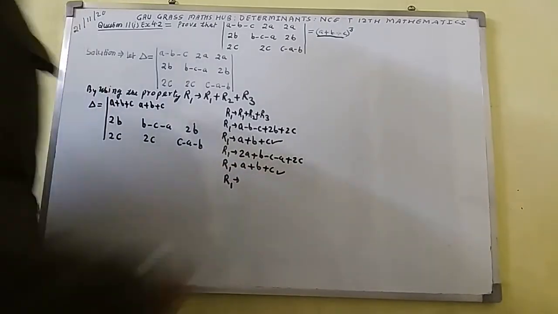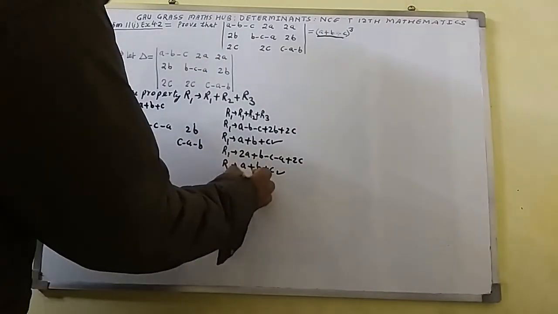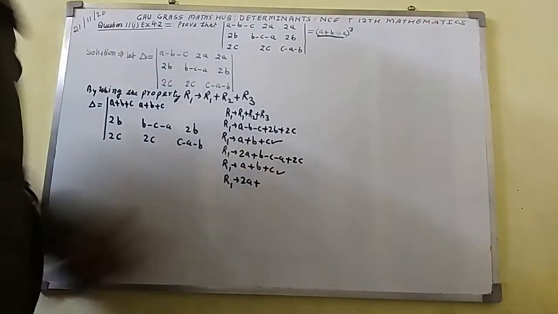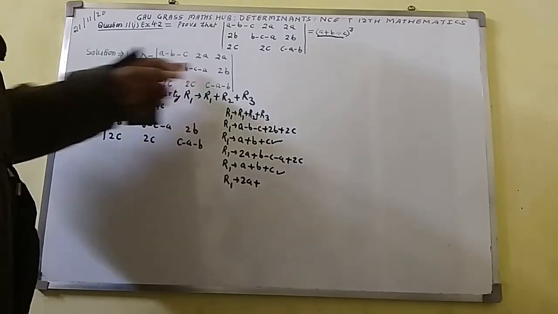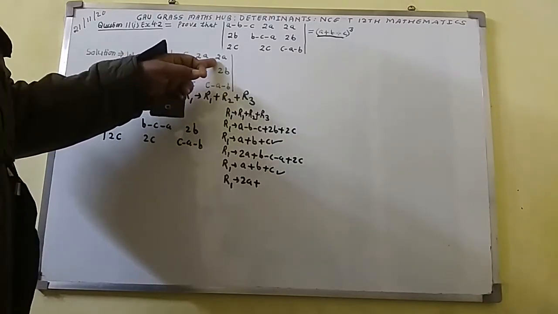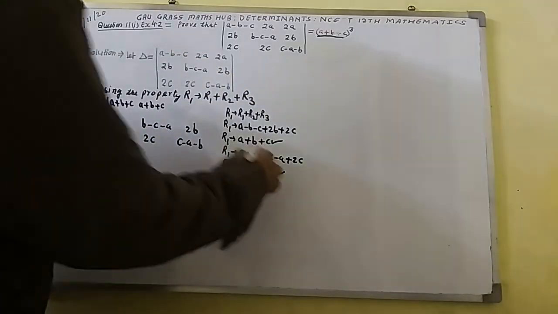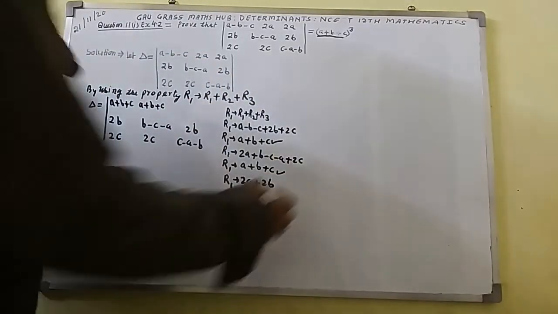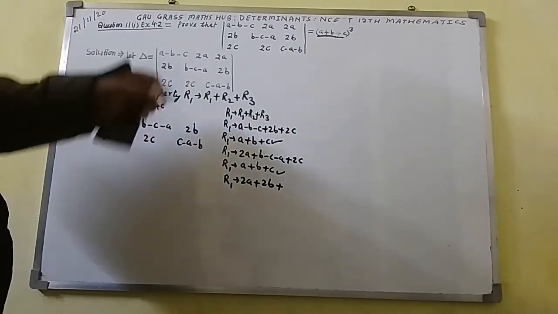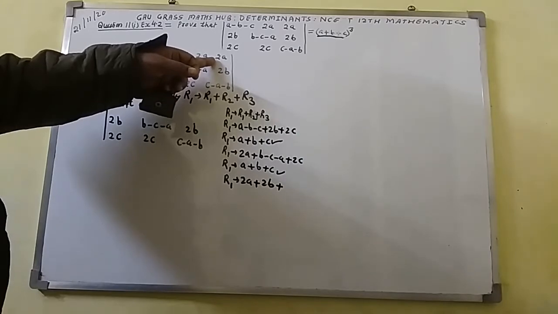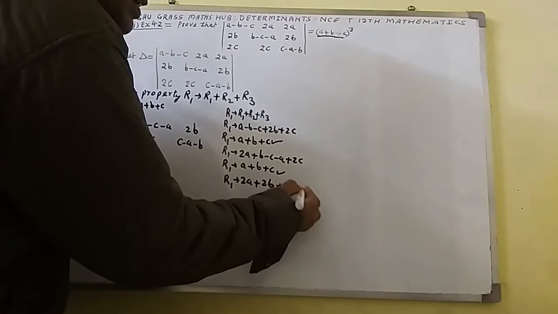R1 goes to, if I take the element of R1 as 2A, so here I write 2A, plus is there, right here plus. For R2, I shall refer to the second row. The corresponding element of 2A in the second row will be 2B, right here 2B. Plus is there, right here plus. For R3, I shall refer to the third row. The corresponding element of 2A in the third row will be C minus A minus B.